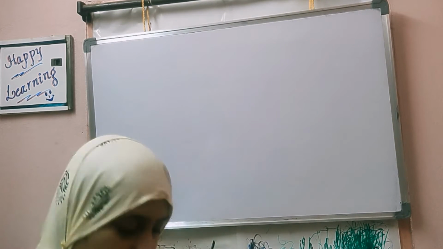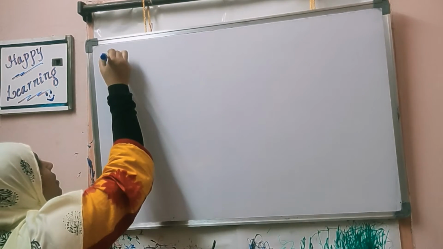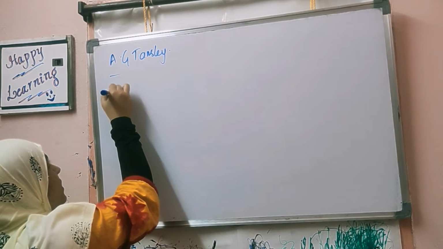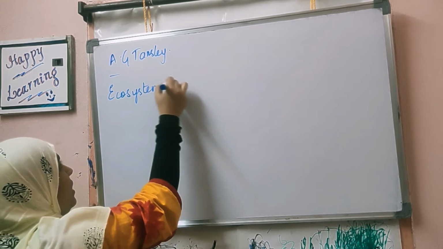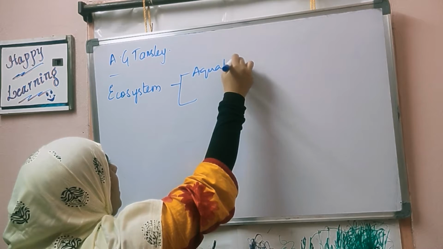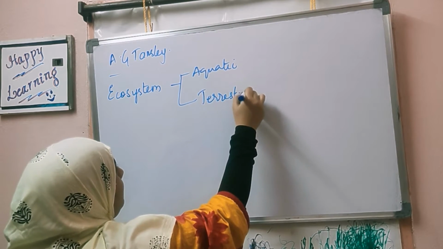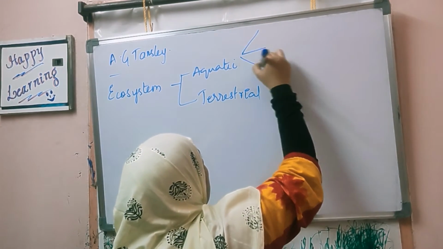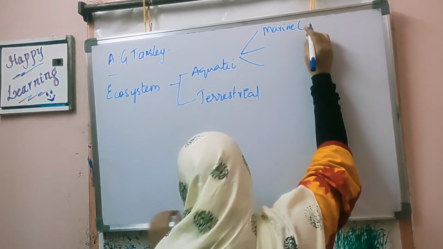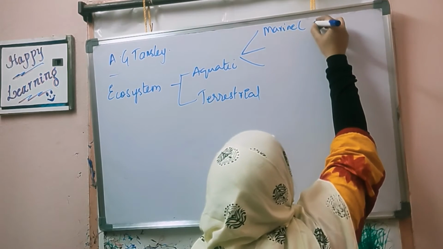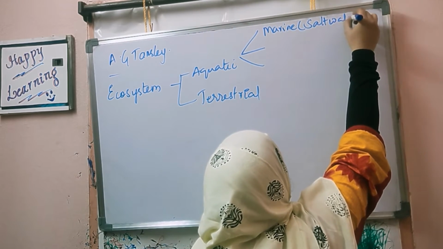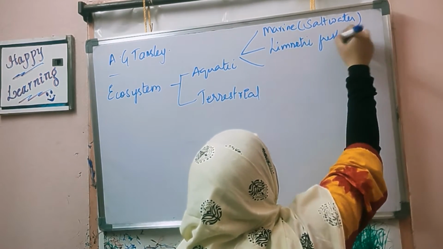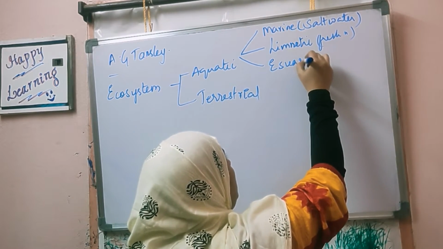Okay, so now, the term ecosystem was given by A.G. Tansley. Ecosystems are classified into aquatic ecosystems and terrestrial ecosystems. Aquatic ecosystems are divided into marine ecosystems, that is saltwater ecosystems, limnetic ecosystems, that is freshwater ecosystems, and the third one is estuarine ecosystems.